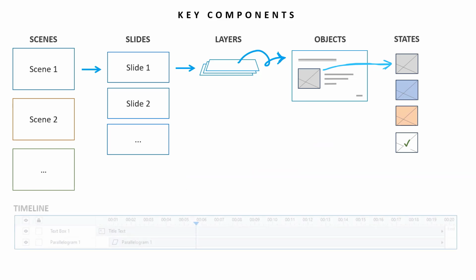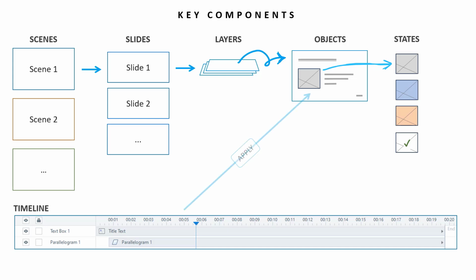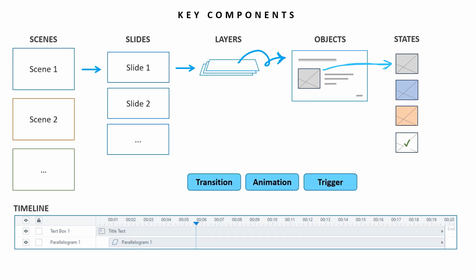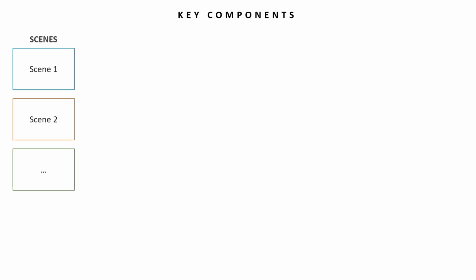The next important component is the timeline. The timeline is used for objects and defines the duration for which an object should display on the screen. Now you have an overview of all the key components of Storyline. Let's open Articulate Storyline and see where all these components are located. The first component is the scene.